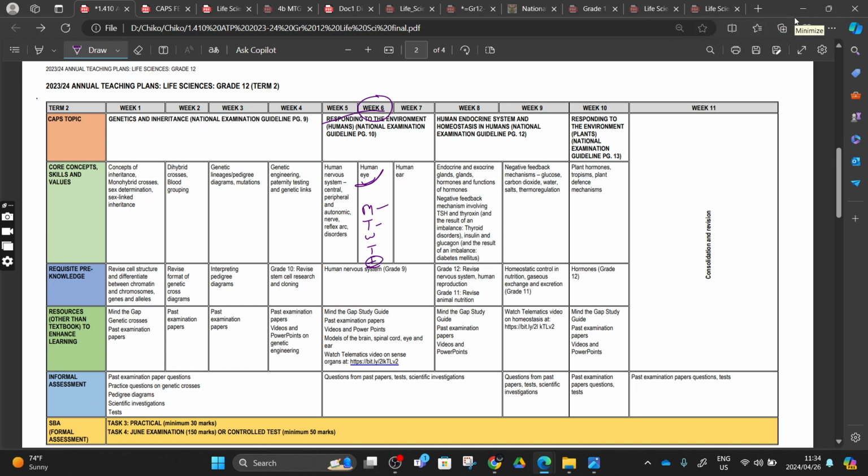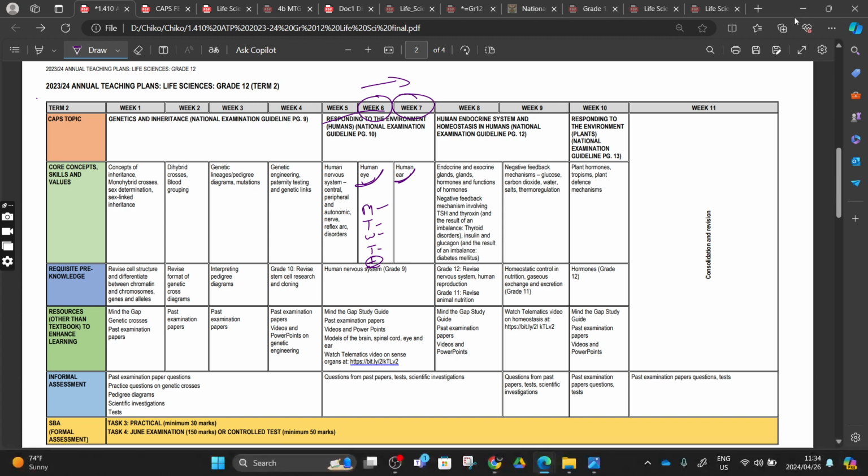We did our accommodation and pupillary mechanism. We did question and answer. Thursday, we did what we call the visual defects, right? Those long-sightedness, short-sightedness, astigmatism, and another one, cataracts, right? So you'll agree with me that we can move on now. Next week we'll be dealing with the human ear, right?